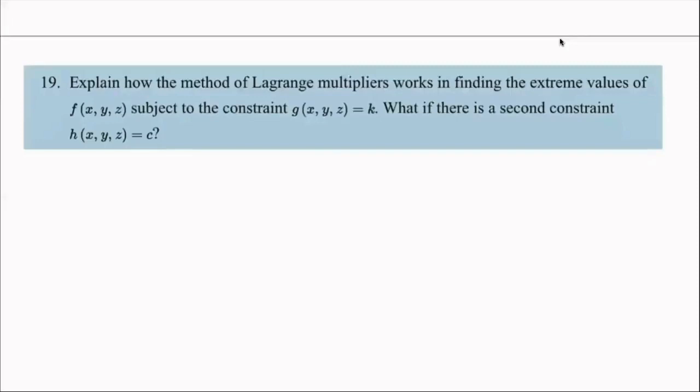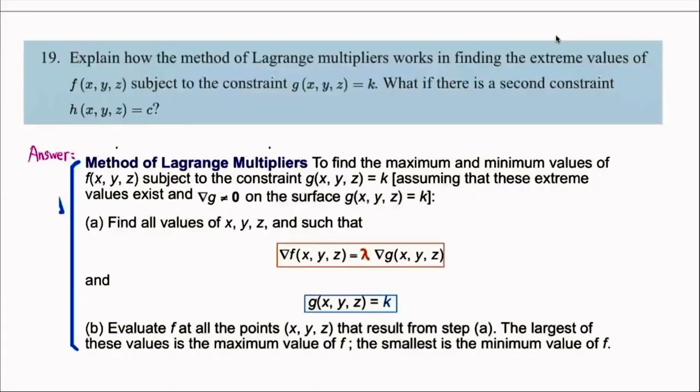Explain how the method of Lagrange multipliers works in finding the extreme values of f(x, y, z) subject to the constraint g(x, y, z) = k. What if there's a second constraint? To find the maximum and minimum value of the function subject to this constraint over here, we assume that those extreme values exist and the gradient of g does not equal 0 on the surface of the graph of this equation.